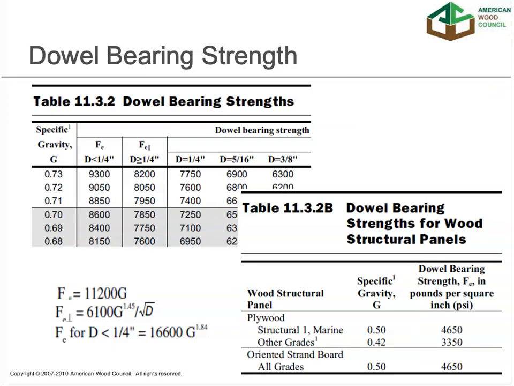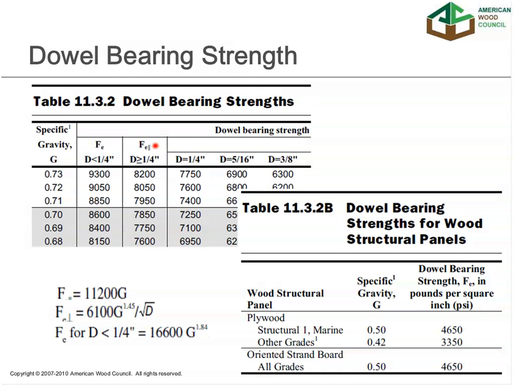The other property that we need for the yield equations is our dowel bearing strength. And we tabulate those for both lumber or wood products, lumber and engineered wood products, or plywood. For lumber and engineered wood products, there is an effect based on fastener diameter. For fasteners with diameters less than 1/4 inch, there's just one dowel bearing strength. For fasteners greater than 1/4 inch, there is a variation parallel to grain versus perpendicular to grain.